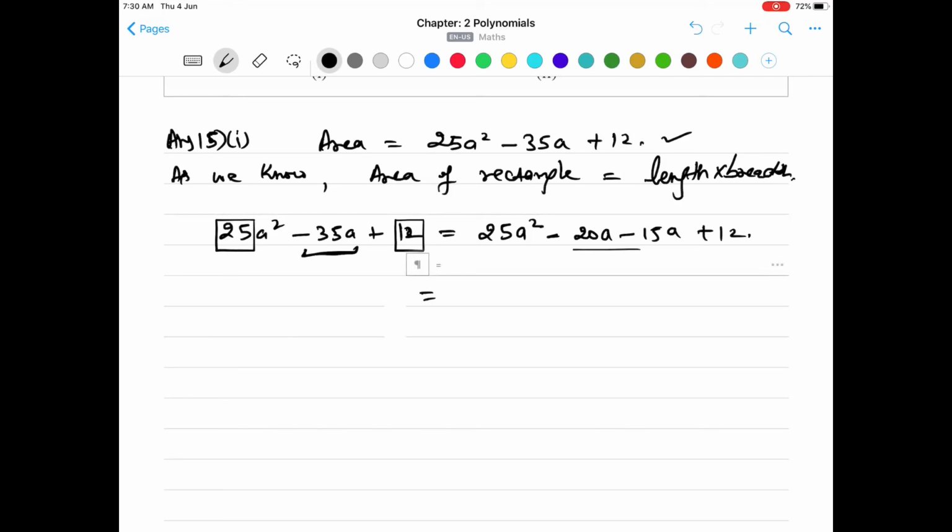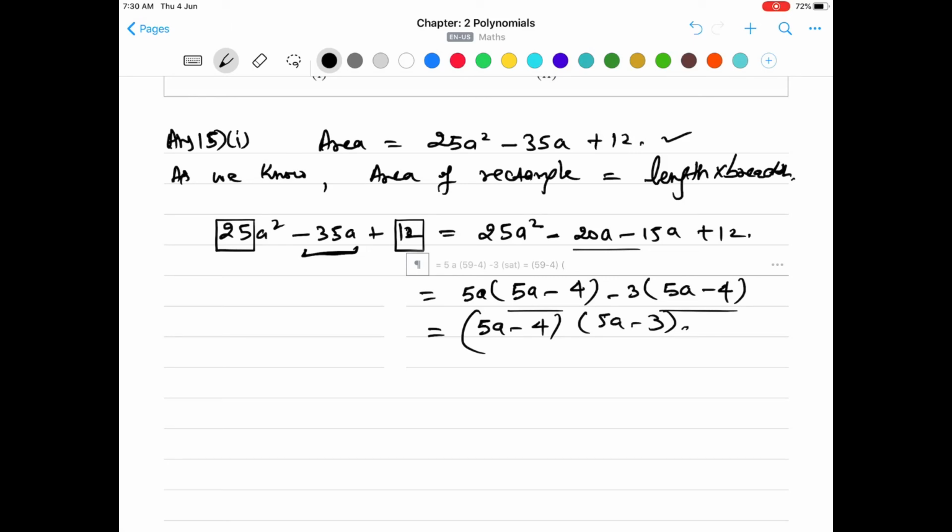Okay, now we'll take 5a common from here, and what remains inside is 5a minus 4. From here also we'll take 3 common, so we'll remain with 5a minus 4. So now taking this 5a minus 4 common, what remains is 5a minus 3. Okay, now these are the factors of this given polynomial, 5a minus 4 and 5a minus 3.